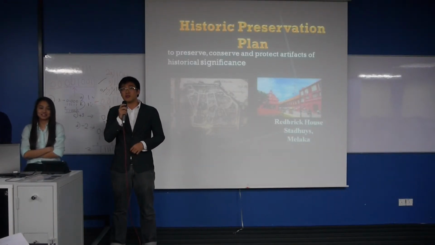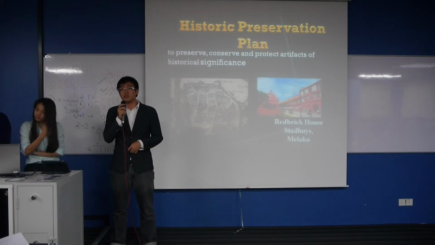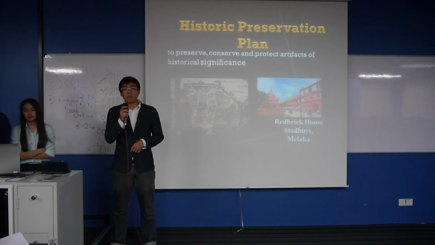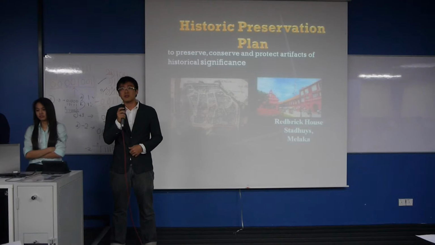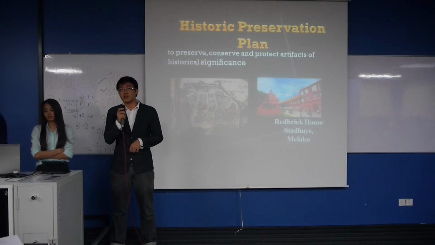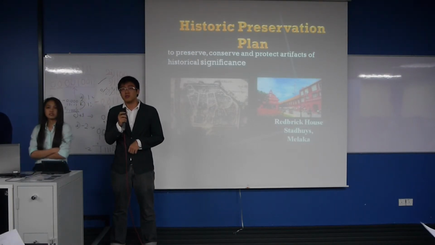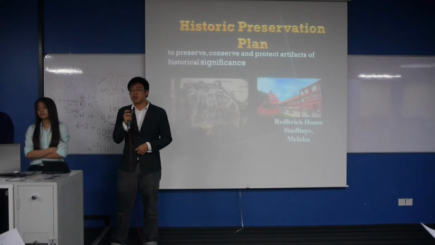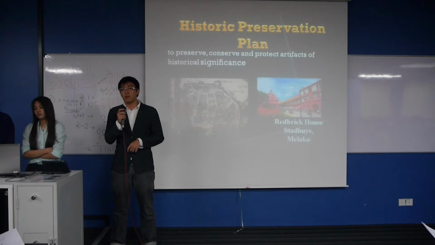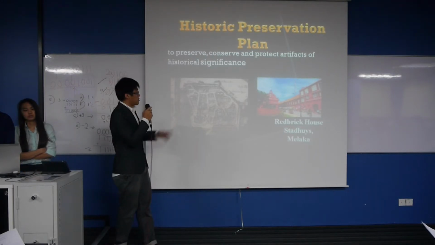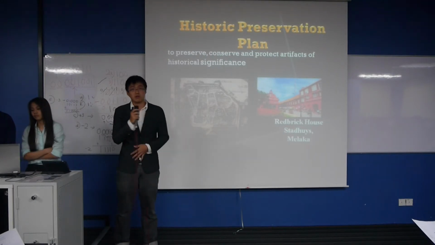The historic preservation plans. They are plans to preserve, conserve, and protect the artifacts of historical significance. The place that is going to be used is the red brick house, the dark hills, like here are the plans, the drawings and everything.